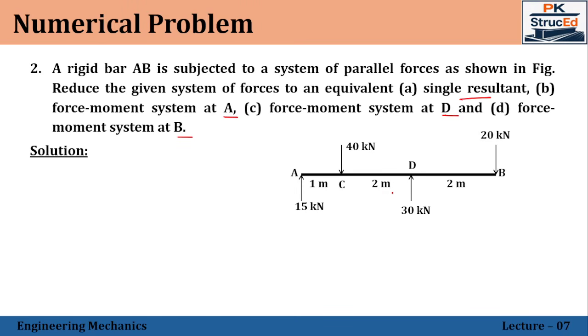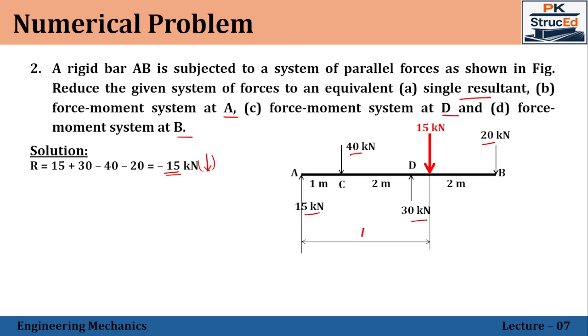Now in this case, fortunately, all the forces are acting in the vertical direction. So if you want to find the resultant, the resultant also will be acting in the vertical direction. So that will be 15 minus 40 plus 30 plus 20. So you'll be getting the resultant value as minus 15, which means that the resultant will be acting in the downward direction. Let me assume that the resultant may be acting somewhere here, which acts at a distance L from a reference point A.